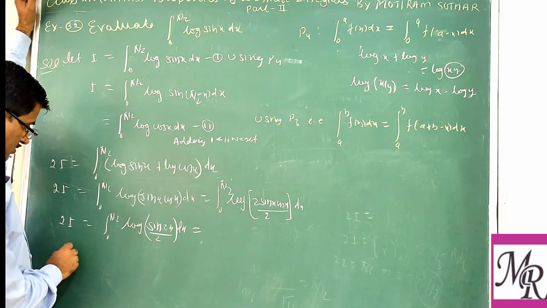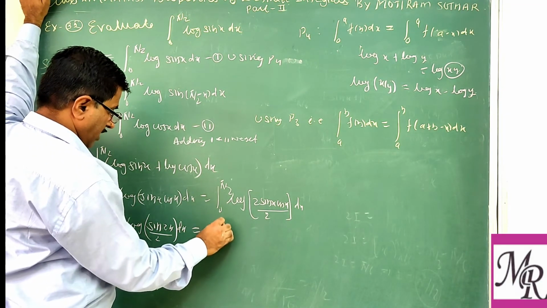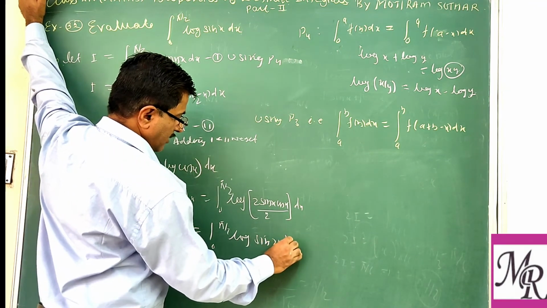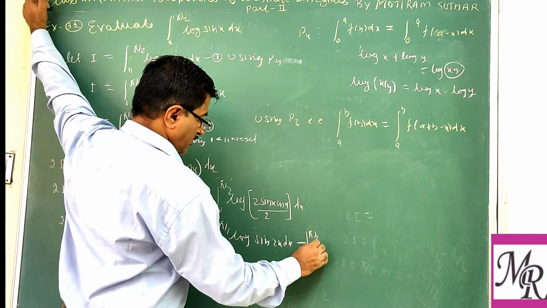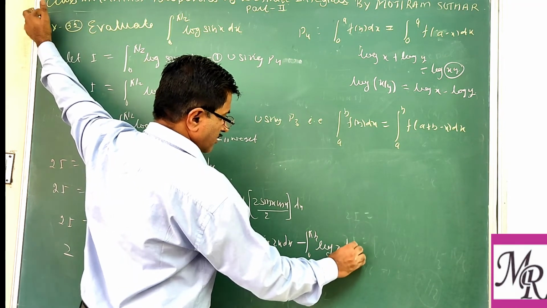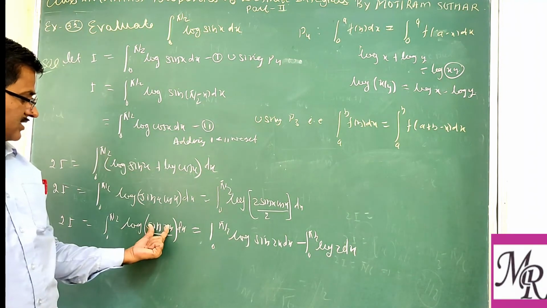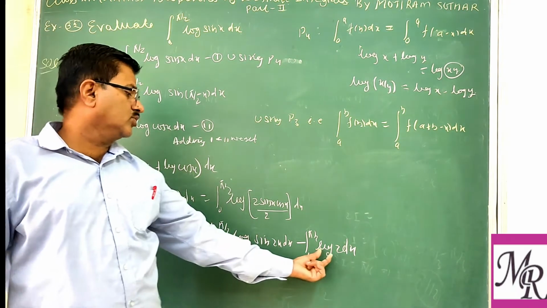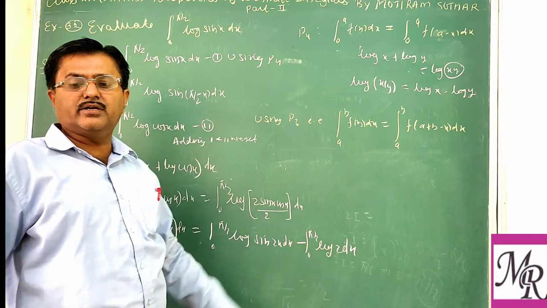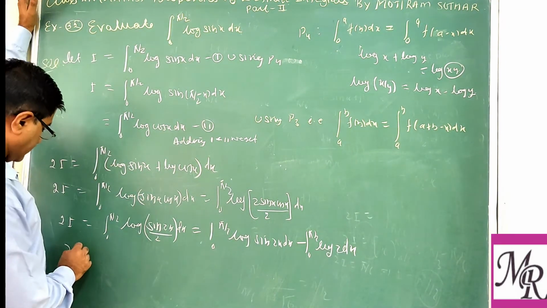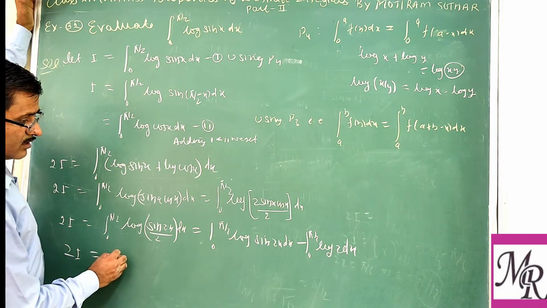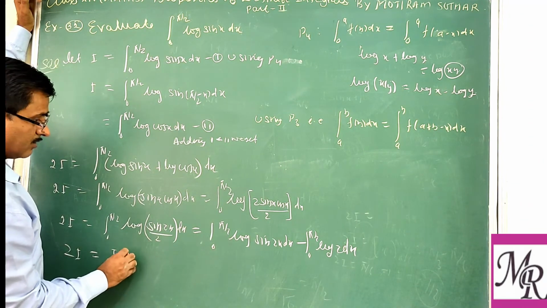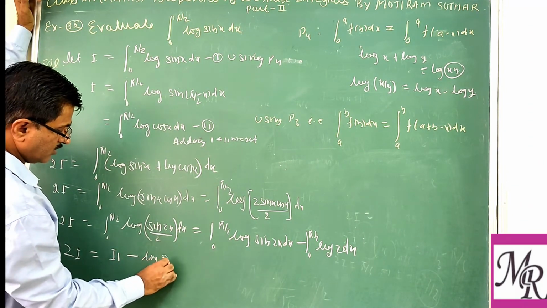So you can write here integral 0 to pi by 2 of log of sin 2x minus integral 0 to pi by 2 of log 2. This is log x minus log 2. So minus log 2 we take separate, and log 2 is a constant, so you can take it outside the integral sign. So this may be written as 2I equal to I1 minus log 2 is a constant.